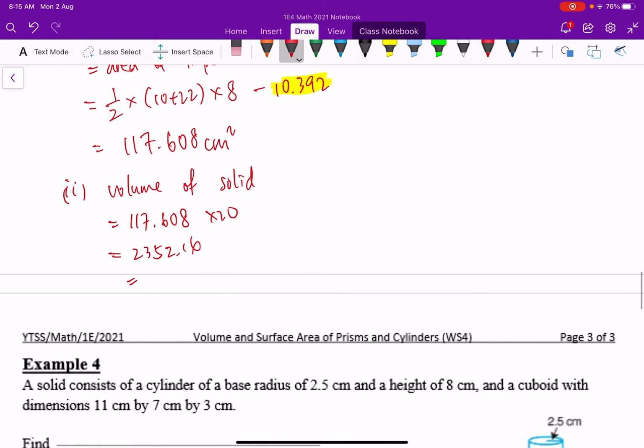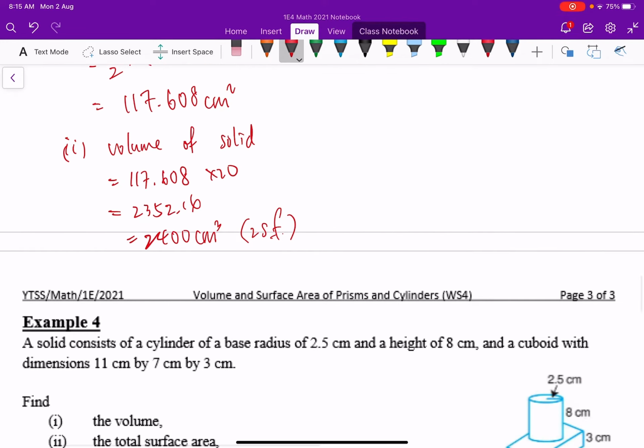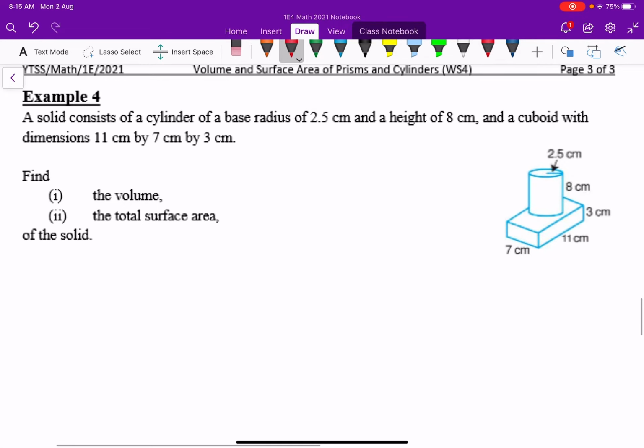2352.16. So the answer is 2400 cm cube, rounded off to two significant figures. Okay. Now the last example of the worksheet, and then we are done with this chapter.